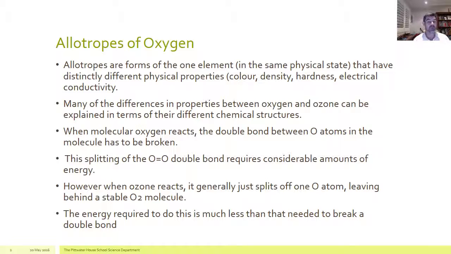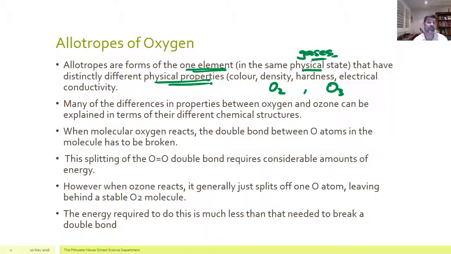Now you may recall from our preliminary course that allotropes are forms of the same element. That is, if we compare the two elements in the same physical state, so gases is the form in which we tend to compare oxygen and ozone, they will have different properties, even though they are the same element. So this difference in properties is one of the things that we're going to focus on in this video to help us to identify some of the important differences between oxygen, O2, and ozone, O3.